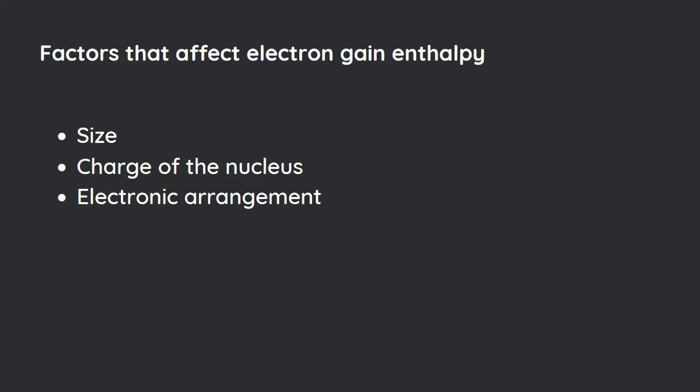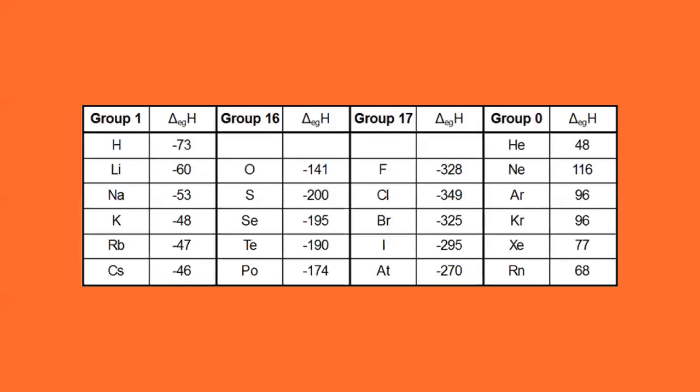So the first is size. Bigger atoms means the nuclear charge will not be easily affecting the incoming electron. So they will have less negative electron gain enthalpy. The charge of the nucleus: if there is a high nuclear charge, that nuclear charge will be able to pull in the electrons. And so such atoms will have a more negative electron gain enthalpy. Electronic arrangement: again, half-filled and completely filled orbitals are completely satisfied, and they don't want electrons added to them. So they are reluctant, and they will have a less negative electron gain enthalpy.